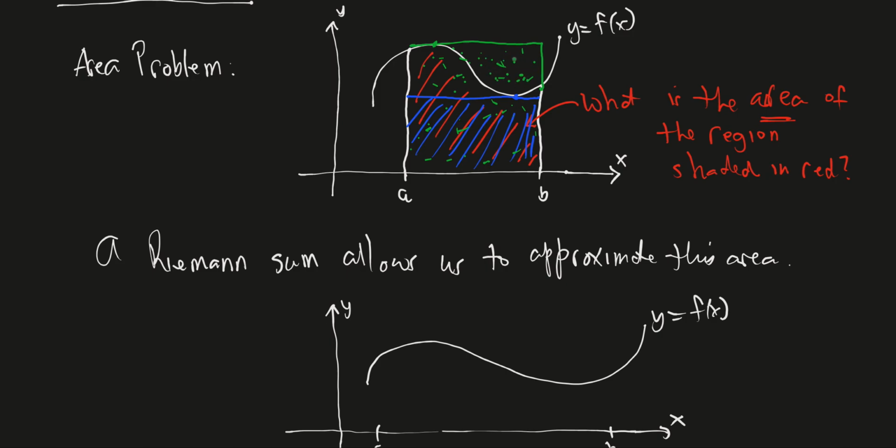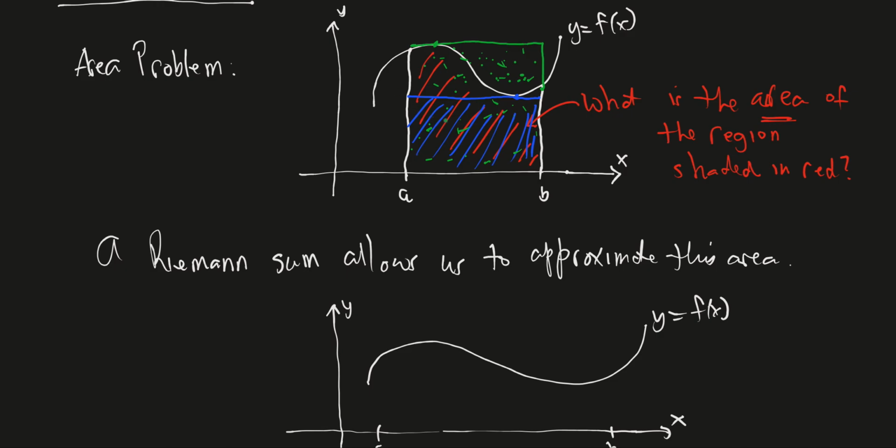Now this would be an overestimate because we're including all of this, which is not a part of the red region. So you could use either a rectangle based on the absolute min or a rectangle based on the absolute max, then compute the area and use that as our approximation. But you can see it's not a very good approximation. So how can we improve on this?